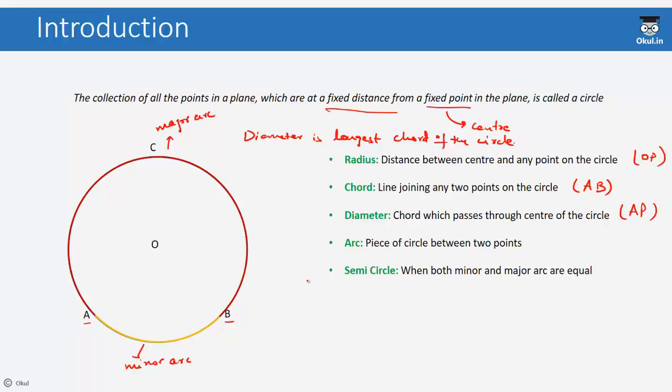Now the next thing that we are going to learn is segment. The region between a chord and either of its arcs is called the segment. So we have the chord AB and we have the minor arc AB. So this yellow shaded region, that is the region between the chord and the arc, is called a segment. And since it is being formed by the minor arc, it will be termed as the minor segment.